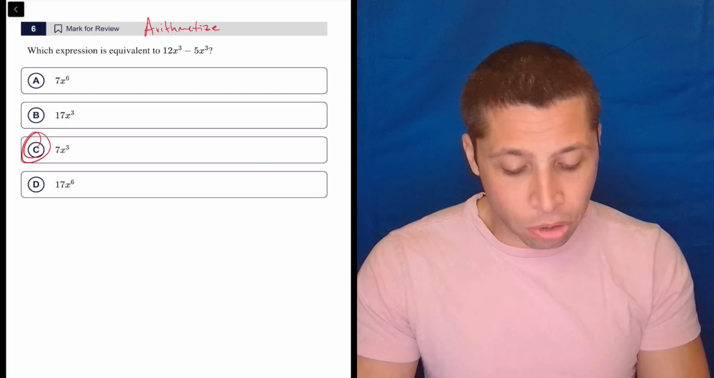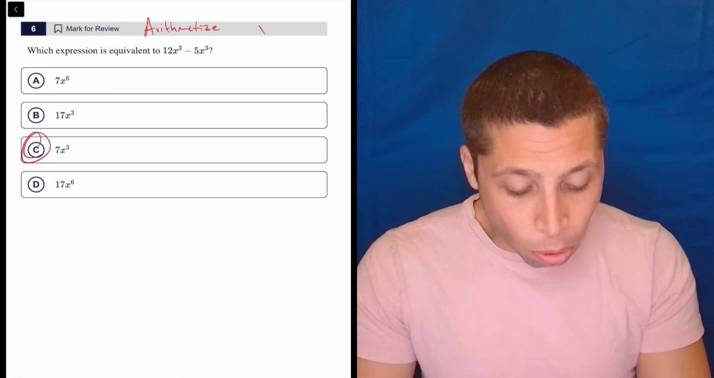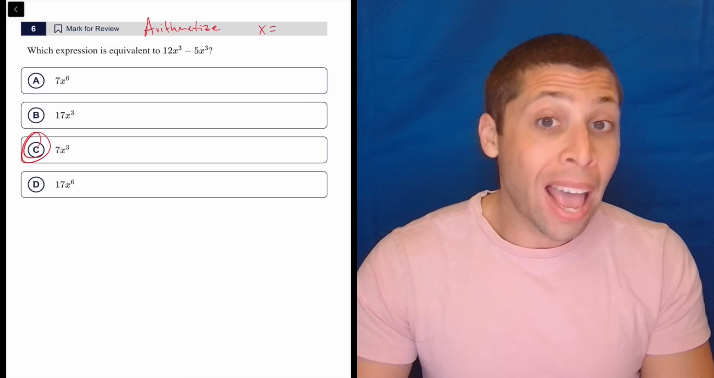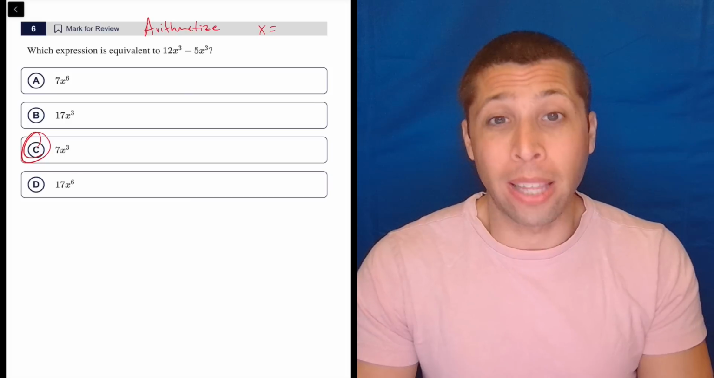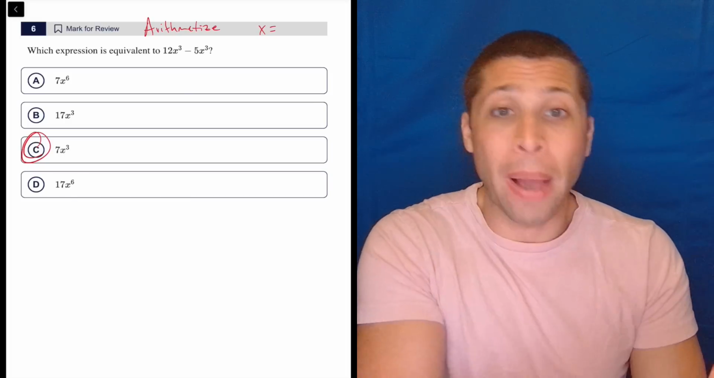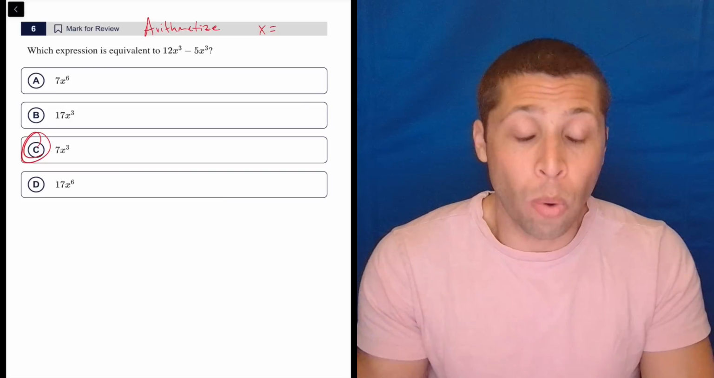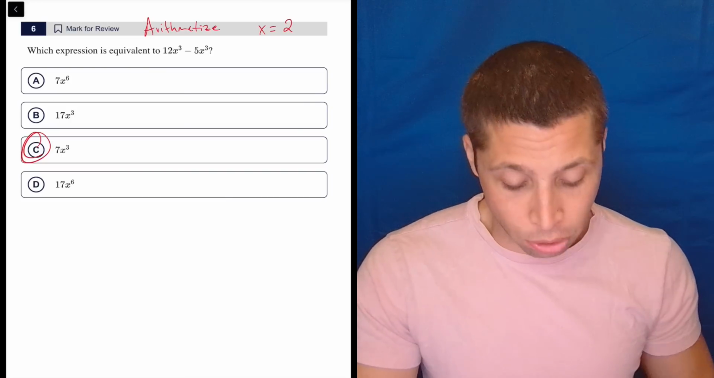What we would want to do is just pick a value for x. Normally I would pick 0 or 1, but with exponents, 0 and 1 don't do anything, right? Because 0 to any power is 0, 1 to any power is 1. So I need something different. So I'll do something like 2.